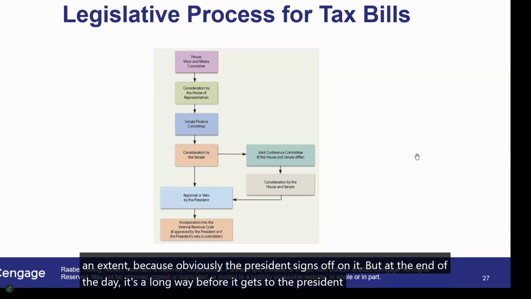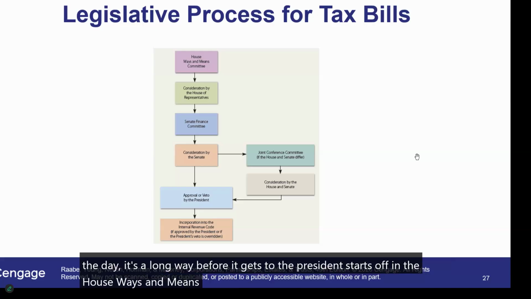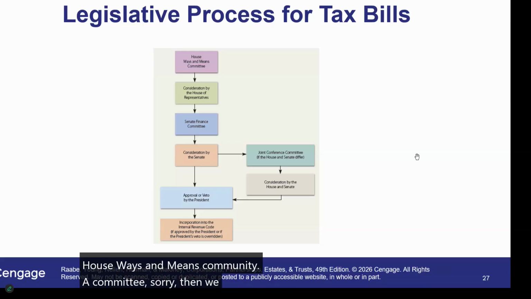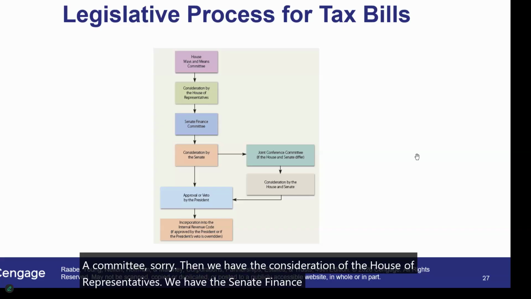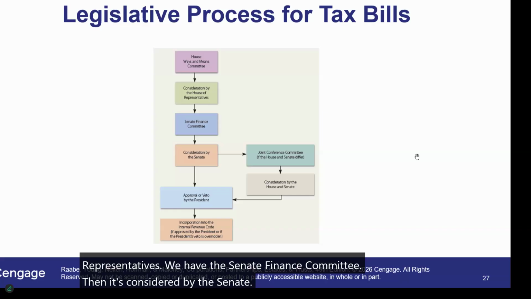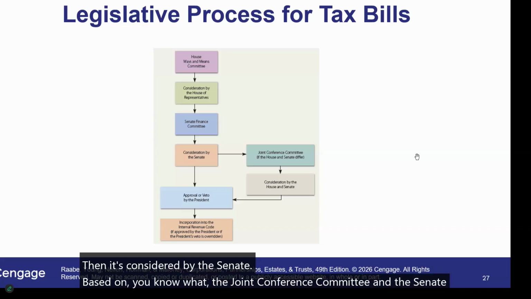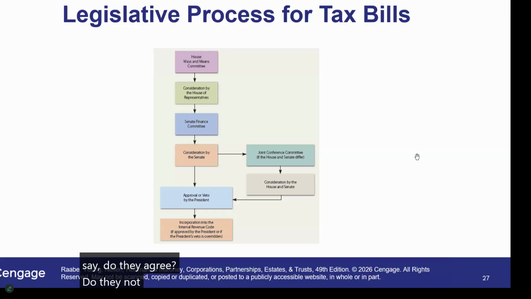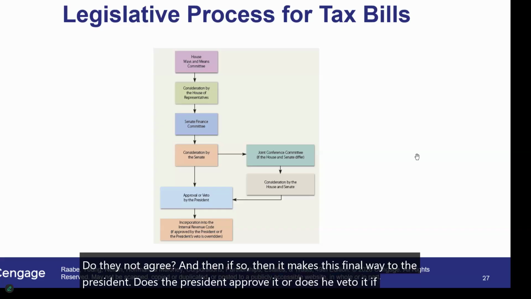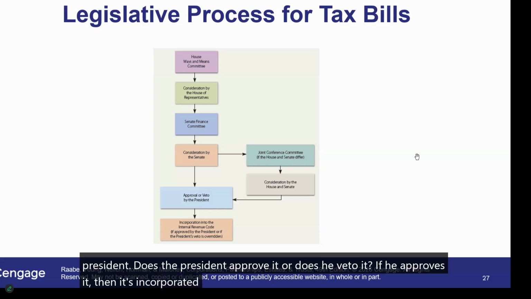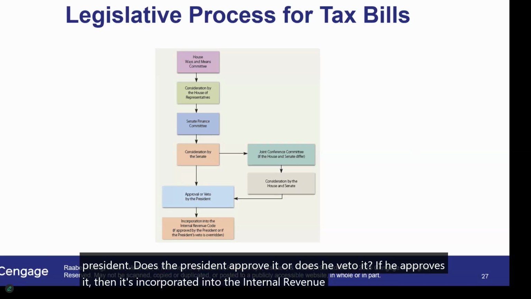It starts off in the House Ways and Means Committee, sorry. Then we have the consideration of the House of Representatives. We have the Senate Finance Committee. Then it's considered by the Senate based on what the Joint Conference Committee and the Senate say. Do they agree? Do they not agree? And then if so, it makes its final way to the president. Does the president approve it, or does he veto it? If he approves it, then it's incorporated into the Internal Revenue Code, right? So it's a whole process.